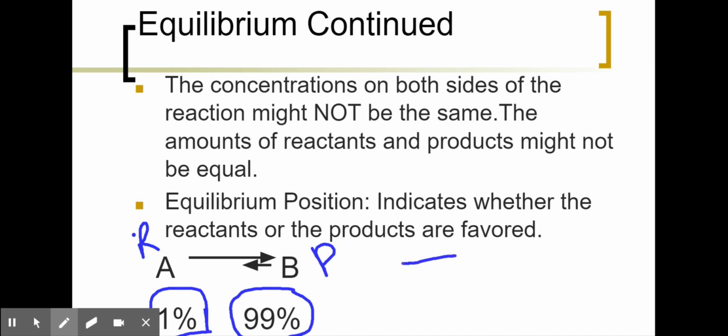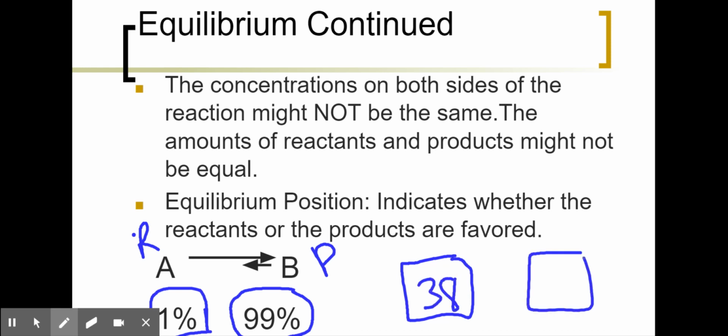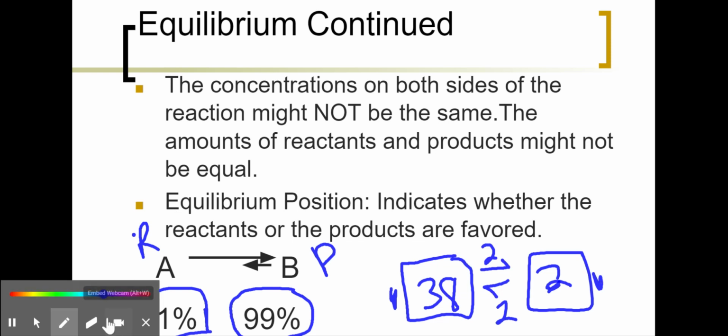Now we could go back to the classroom example, and let's say that we started with 38 kids in one room, but let's say the other teacher just had 2 kids in that room, and we kept sending back and forth 2 kids. Well, the numbers are still not going to change. We're still at equilibrium, but 38 is way bigger than 2, still in equilibrium. Okay, so equilibrium position is about how much product or reactant you have when it's at equilibrium.